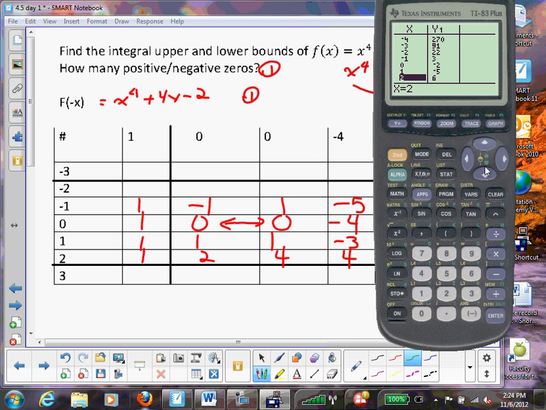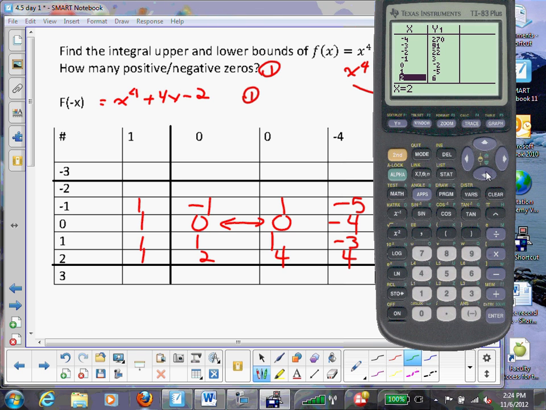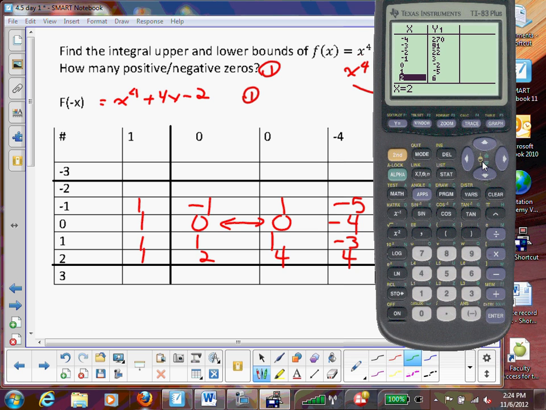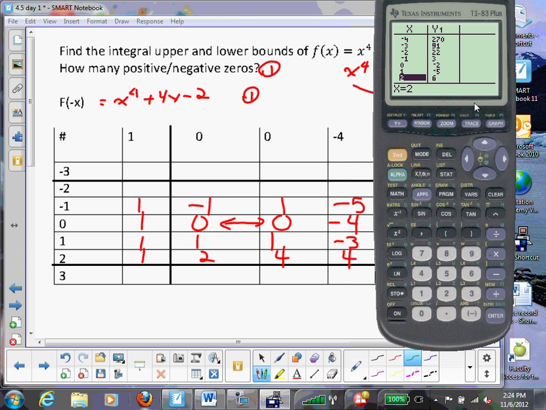Between 1 and 2. Okay, so your table is showing you where your graph is crossing because the y value is going from a negative y value to a positive y value. Are you with me on this? See? My y value at 1 is negative 5, and at 2 it is at 6. At 0 it's at negative 2, but at negative 1 it's at positive 3. So between which integers is our 0?